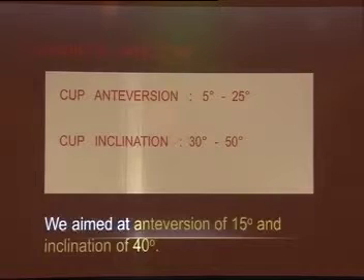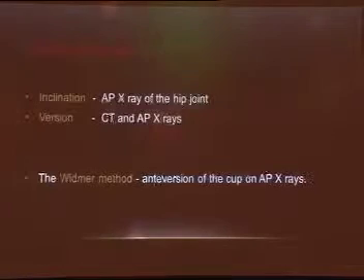Lewinnek safe zone is when the anteversion is between 5 to 25 degrees and cup inclination is between 30 to 50 degrees. Lewinnek et al. concluded that within this zone, the rate of dislocation is reduced to 1.5% compared to 6% outside this zone. And we aimed at the anteversion of 15 degrees and inclination of 40 degrees.